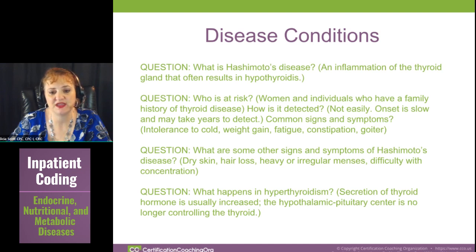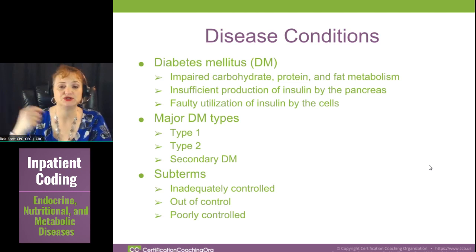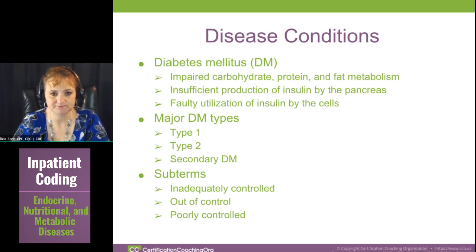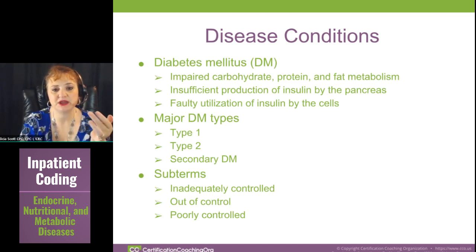and it often is a result of something going on with the hypothalamic pituitary center in the body not working correctly. And it could be due to a tumor, neoplasm, or lesions. Disease condition, we've already talked about diabetes a little bit, but let's talk about it again a little more in depth. With diabetes, the body can't absorb and metabolize carbohydrates, protein, and fat.